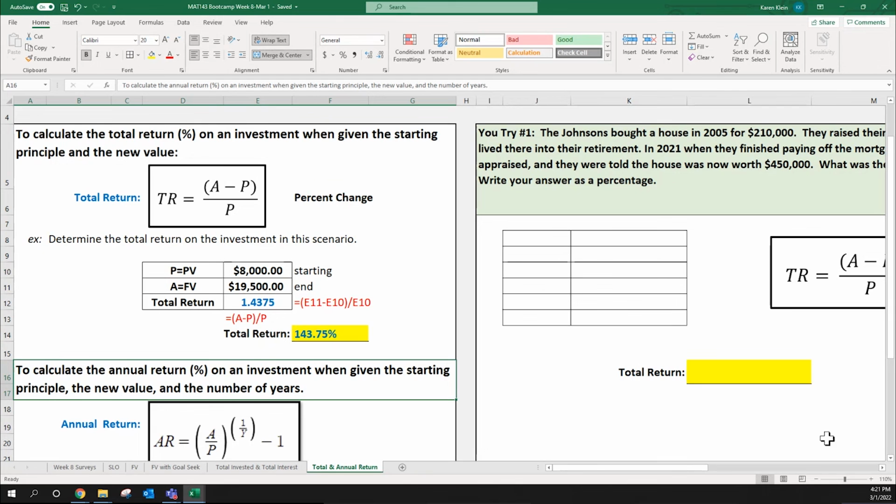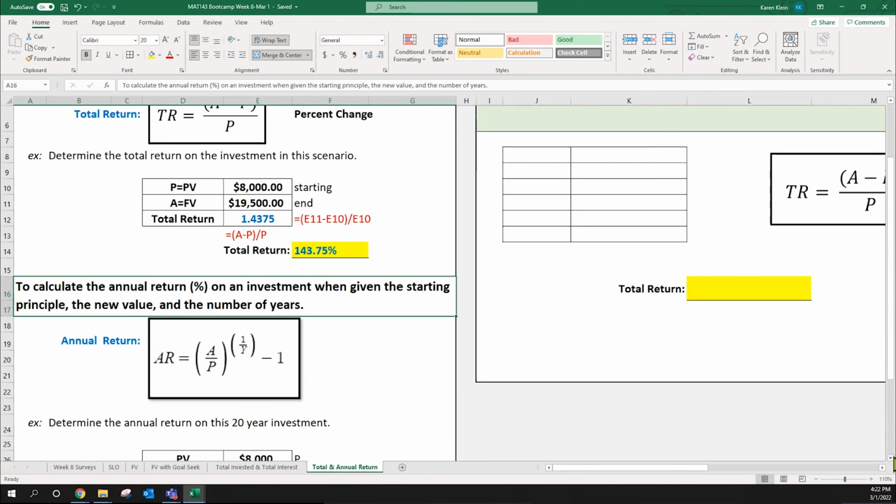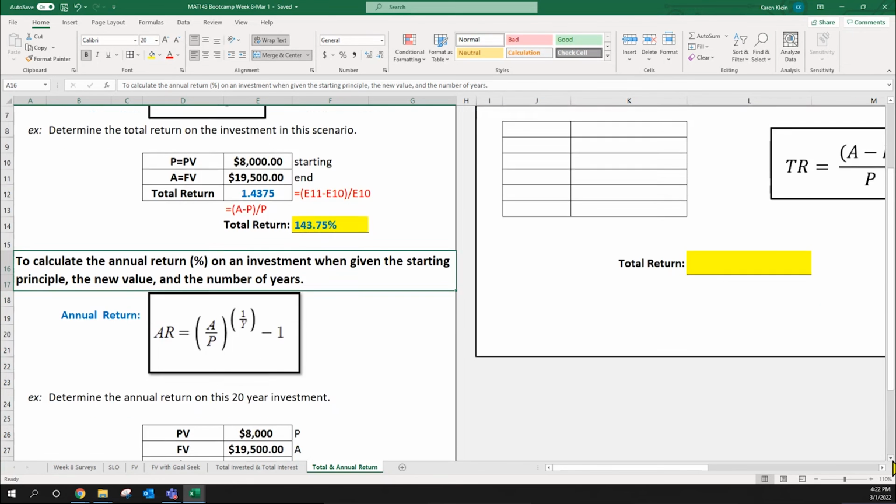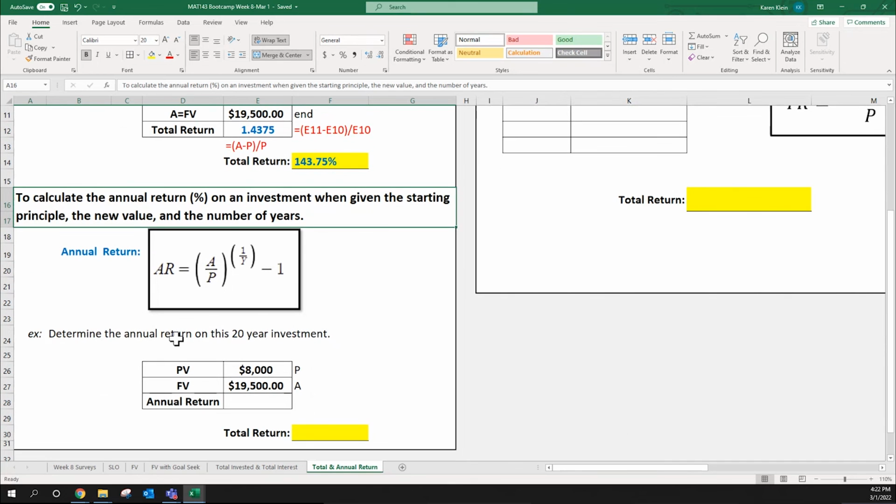Likewise, we have annual return. What annual return is, if we know how much time has elapsed between the beginning and end amount, we can calculate like an APR. Basically it's saying that if you had put this into a savings account, this would have been the APR that would have given you the same output. So here in this example, it says determine the annual return on this 20-year investment.